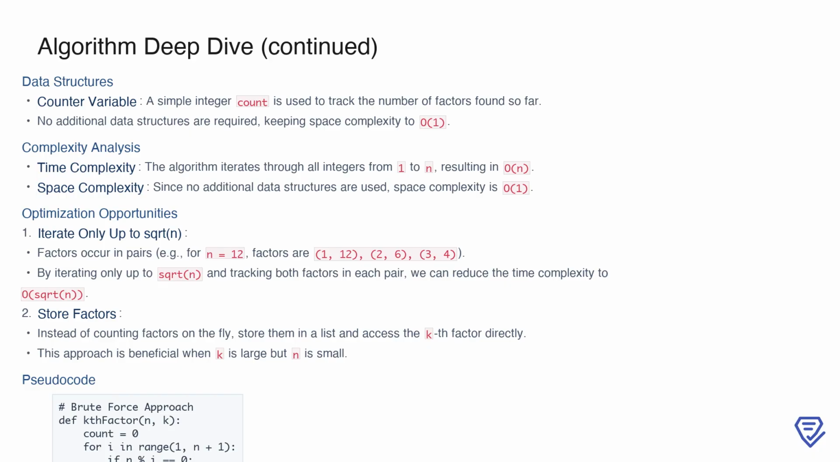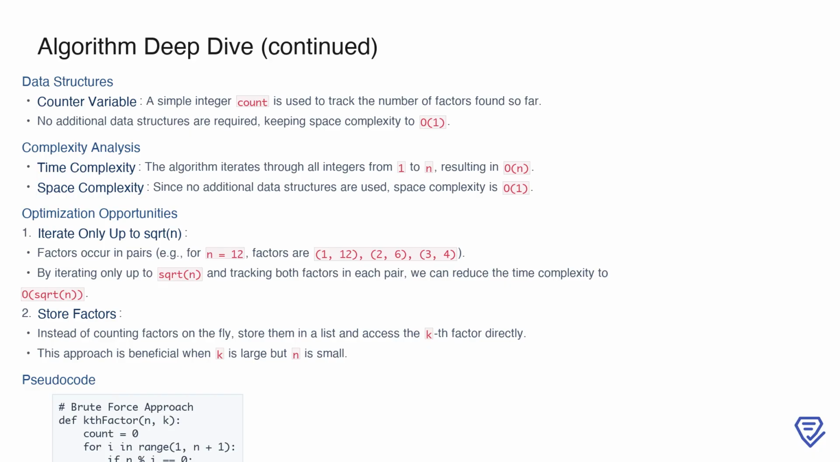For complexity analysis, the time complexity is O(n), because we iterate through all integers from 1 to n. Since no extra space is used, the space complexity remains O(1). However, there are optimization opportunities to improve efficiency. One key idea is to iterate only up to the square root of n. Factors of a number occur in pairs, such as 1, 12, 2, 6, 3, 4, for n equals 12.